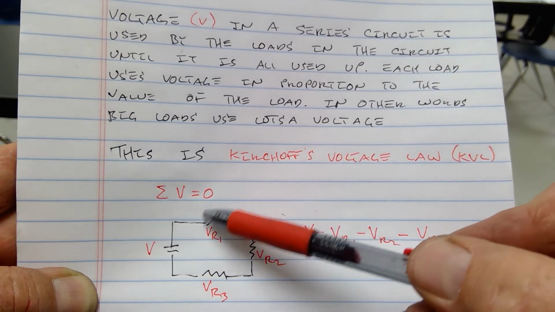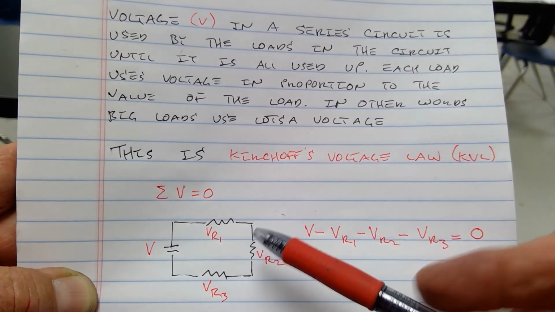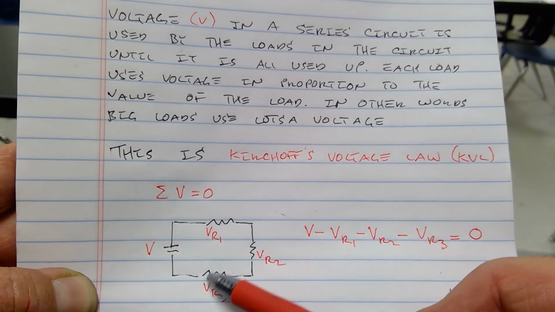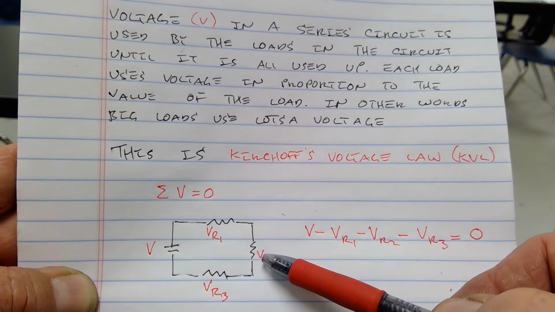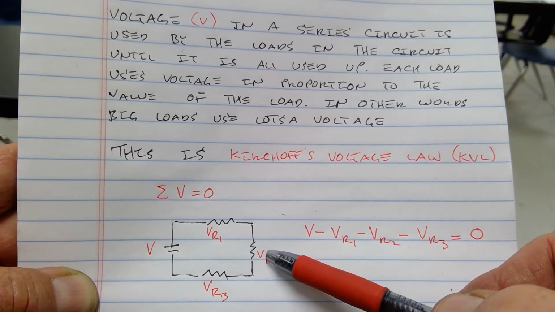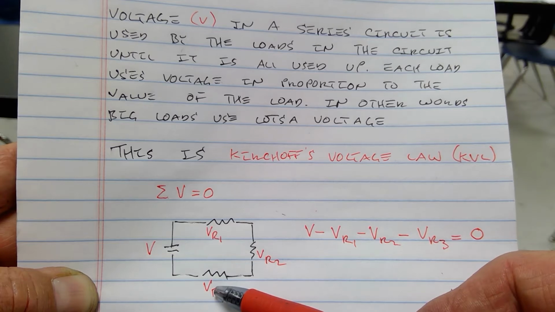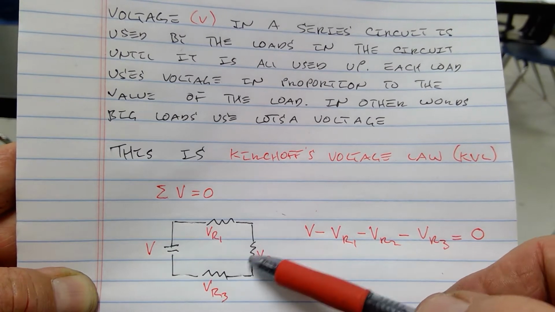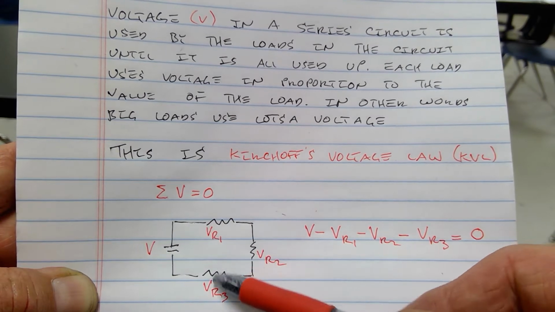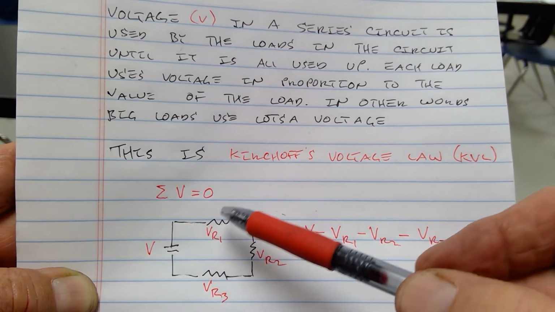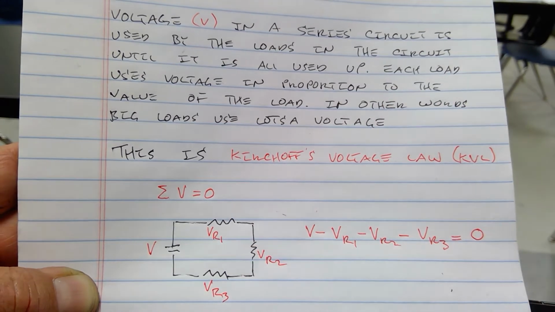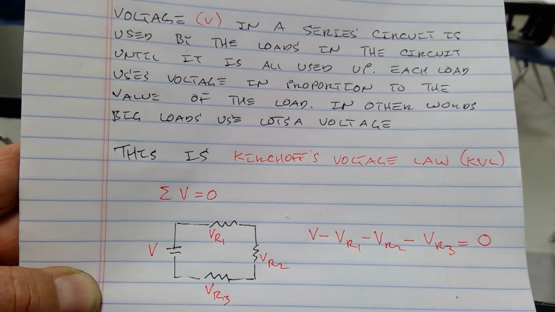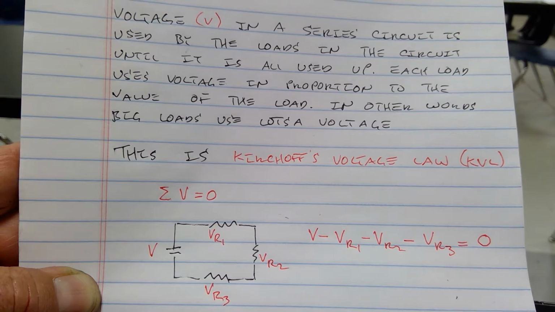Because if this is using 6 volts all by itself, that means there's only 6 volts available for these two. So the most either one of these could be would be 3 volts or 3 volts, 4 volts, 2 volts, 5 volts, 1 volt. Some combination there, but the most they could ever equal would be 6, because this one's already using 6. So that's Kirchoff's voltage law, and that each load uses voltage in proportion to the value of the load.